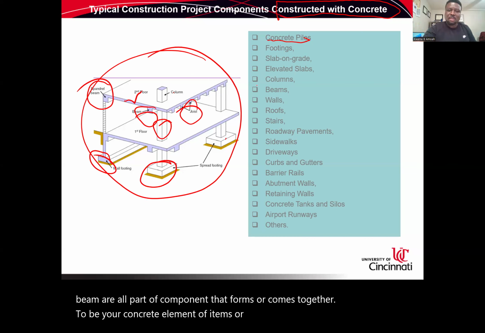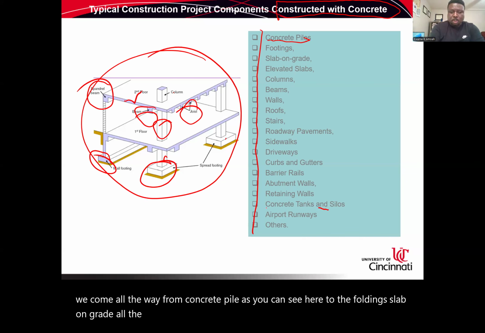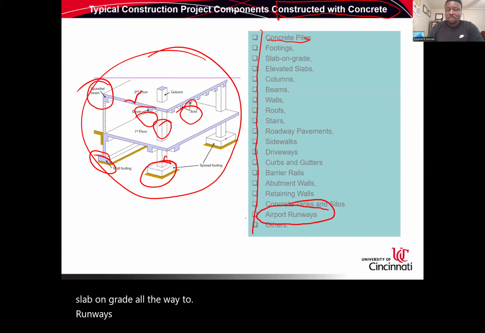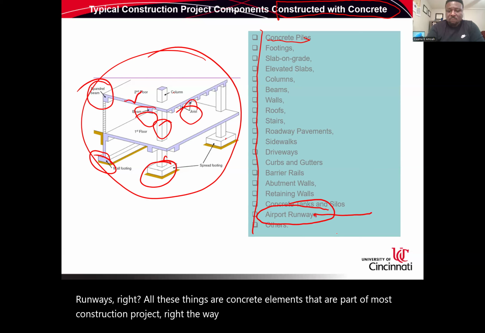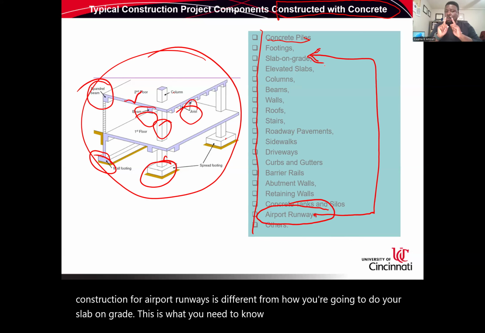So if you see the list here, we come all the way from concrete pile, as you can see here, to the footings, slab on grade, all the way to airport runways, right? All these things are concrete elements that are part of most construction projects, right? The way you construct the method of construction for airport runways is different from how you're going to do your slab on grade. This is what you need to know. So there's no one fixed method for all the elements here.